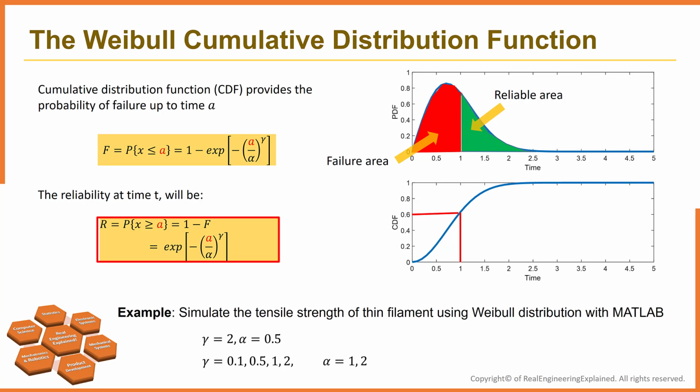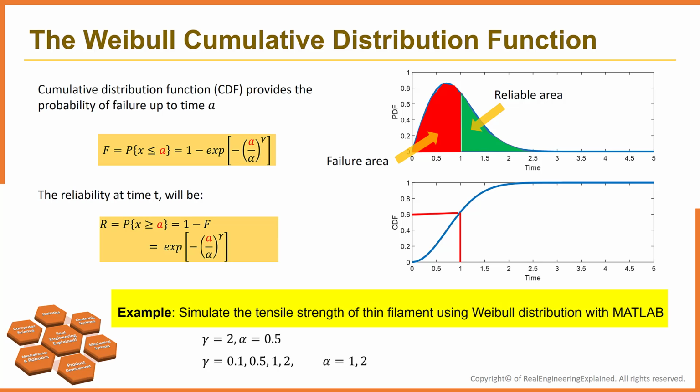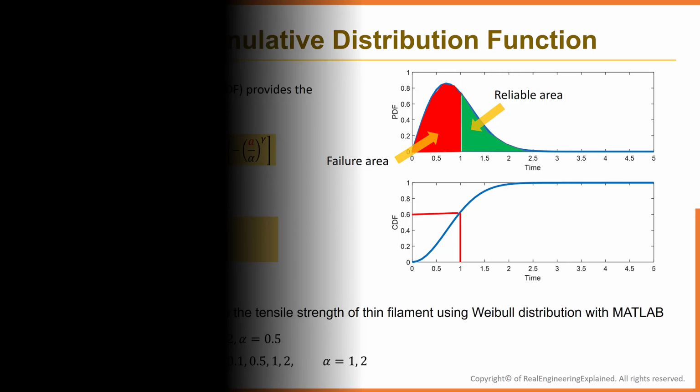Let's switch to MATLAB and do some calculation there. Suppose you want to simulate the tensile strain data of a thin filament using a Weibull distribution with the scale parameter value 0.5 and the shape parameter value 2. Also, we would like to see how the curve changes when the shape and the scale parameters vary.